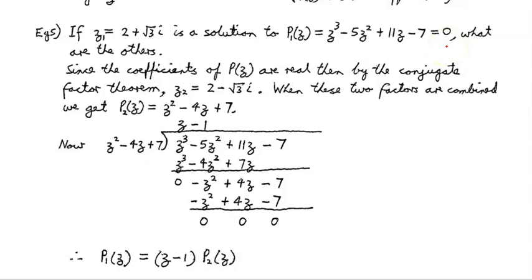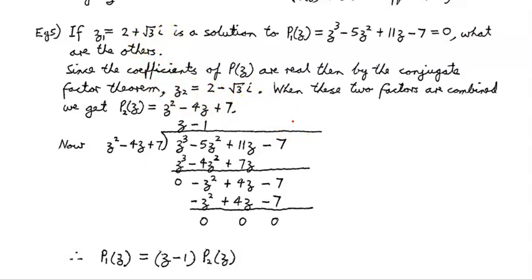Now, since the coefficients of p of z are real, that's real, that's real, that's real, they're all real, then by the conjugate factor theorem, there must be another factor, which is the conjugate of the first. So the conjugate of 2 plus √3 i is 2 minus √3 i. Okay, we've got two solutions.